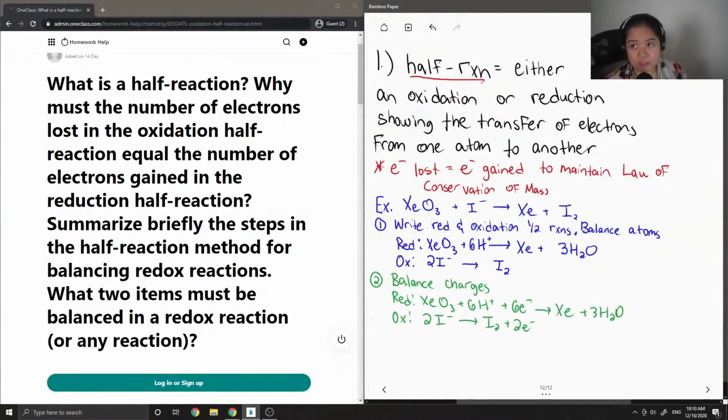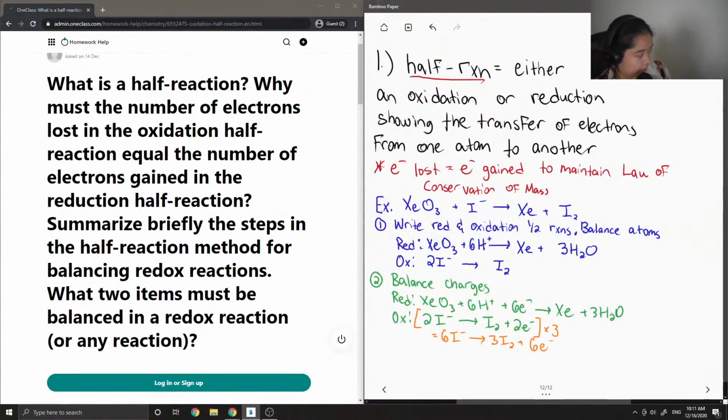So what's also important with redox reactions, like we mentioned earlier, is that the number of electrons lost must equal the electrons gained for both our oxidation and reduction reactions. So for our reduction reaction, you'll see there are 6 electrons. So I need to have 6 electrons on my oxidation reaction as well. So I need to just multiply this whole thing by 3. And we end up getting 6 I- plus 3 I2 plus 6 electrons.